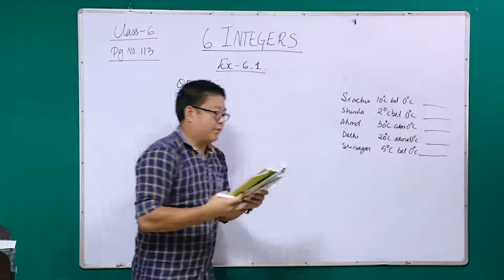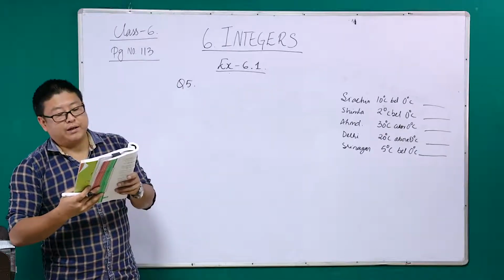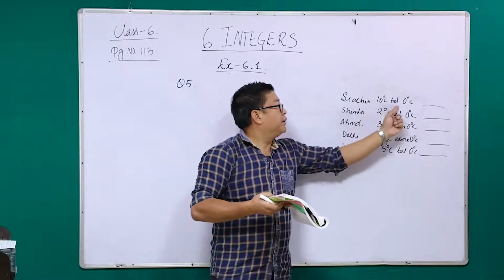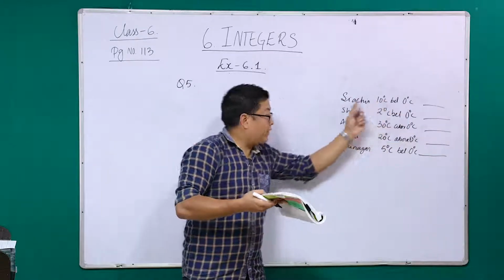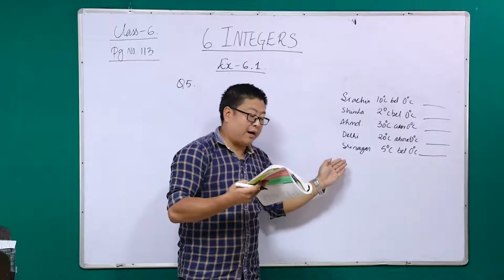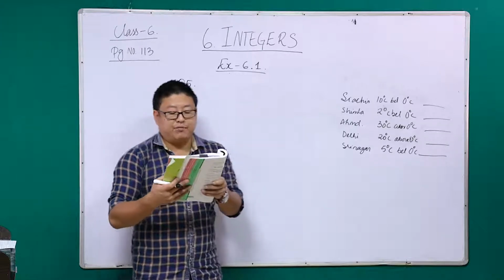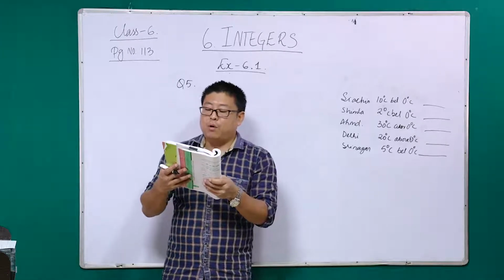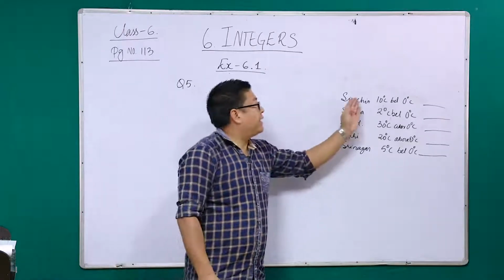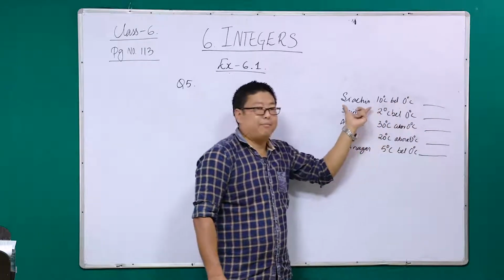Now let's read the question first. Following is the list of temperatures of 5 places in India on a particular day of the year. Siachen, 10 degree Celsius below 0 degree. These are the informations given here. Now, basing on this, we have to answer a few questions. A, write the temperatures of these places in the form of integers in the blank column. Now, looking at this information, we have to represent an integer to show the temperature.